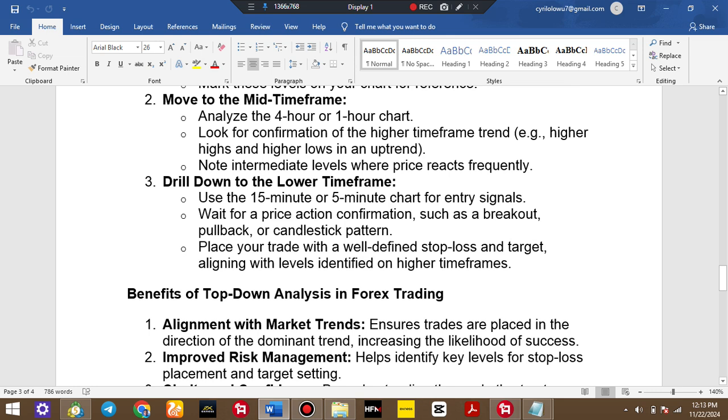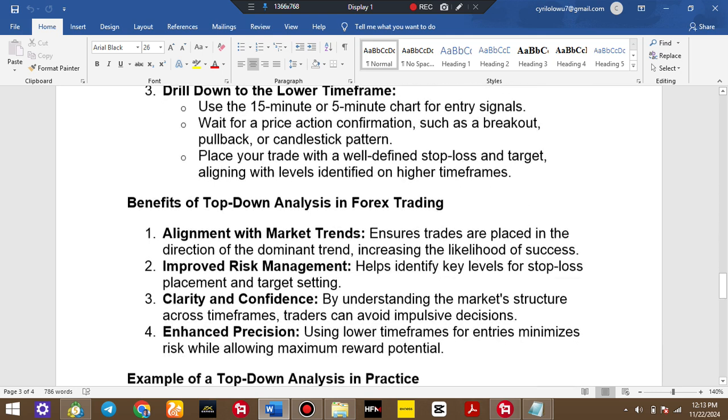Drill down to the lower time frame. Use the 15-minute or 5-minute chart for entry signals. Wait for a price action confirmation such as a breakout, pullback, or candlestick pattern. Place your trade with a well-defined stop loss and targets aligned with levels identified on higher time frames.